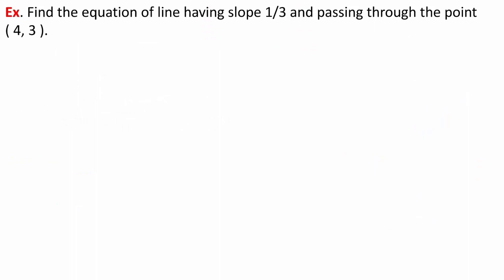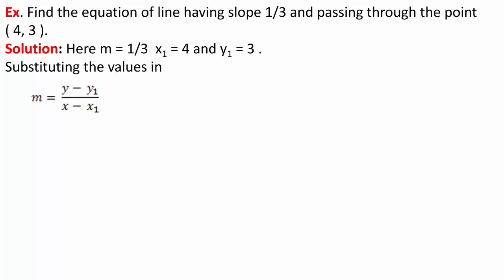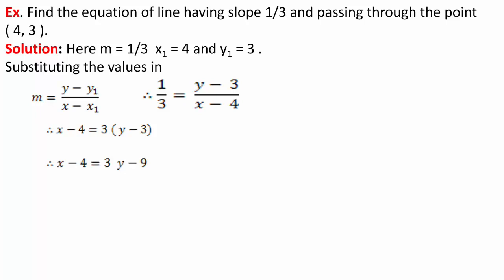Example: find the equation of a line having slope 1 by 3 and passing through the point (4, 3). Solution: here m is given as 1 by 3 and the coordinates of the point are x1 equal to 4 and y1 equal to 3. Substituting these values in the equation m equal to (y minus y1) divided by (x minus x1), we get 1 by 3 equal to (y minus 3) divided by (x minus 4). Therefore, x minus 4 equal to 3 times (y minus 3). That is, x minus 4 equal to 3y minus 9. That is, x minus 3y plus 5 equal to 0. This is the equation of the required line.